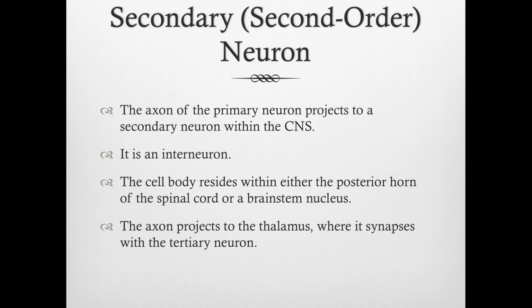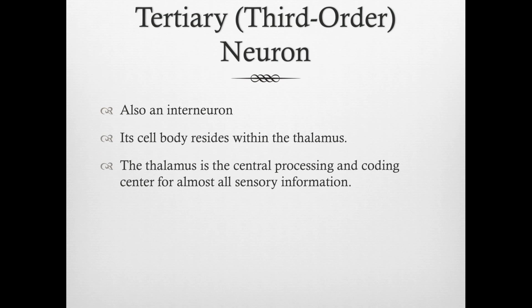The axon of that secondary neuron is going to project to the thalamus, right? Remember, this is that portion of the diencephalon. We saw it. It's kind of in the center of the brain, if you want to think of it as the center of the brain. And here is where it could potentially synapse with a tertiary neuron. So that's what we need to keep in mind.